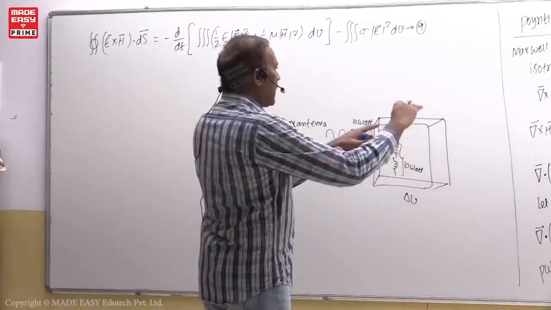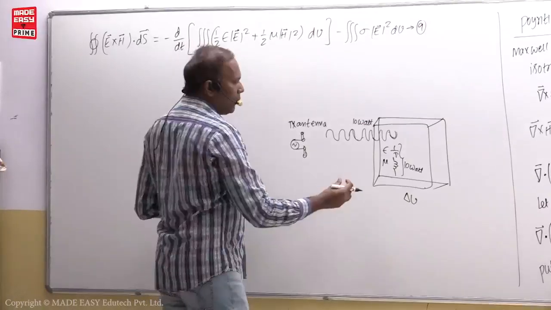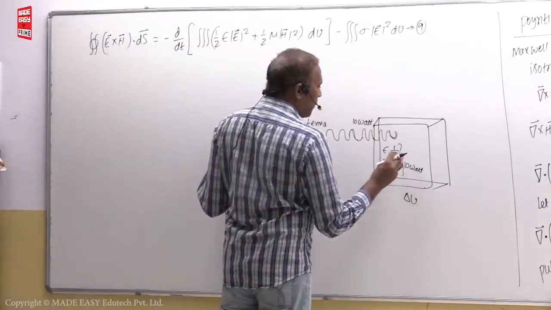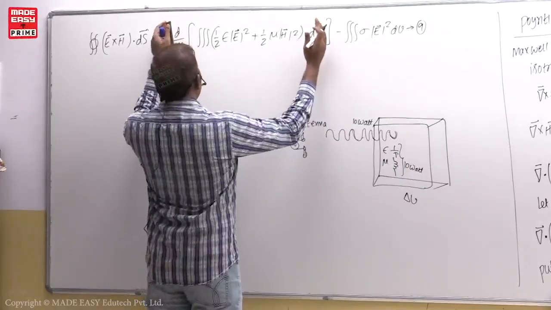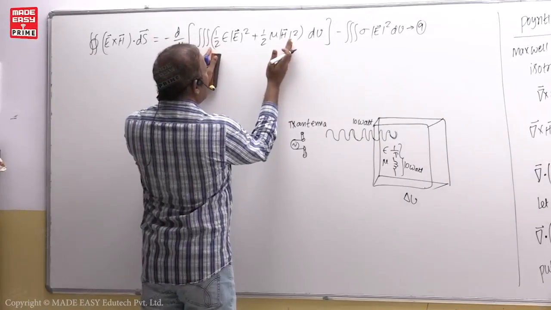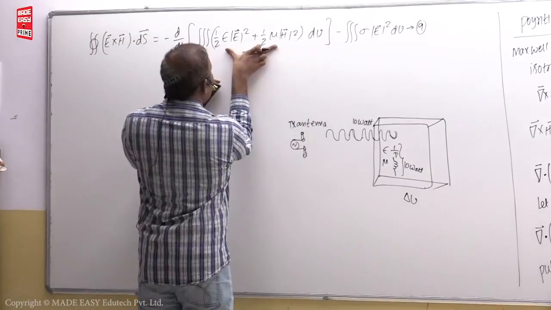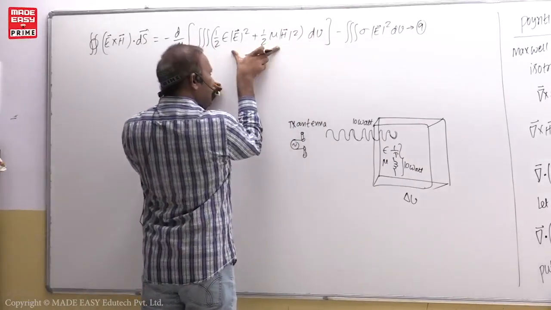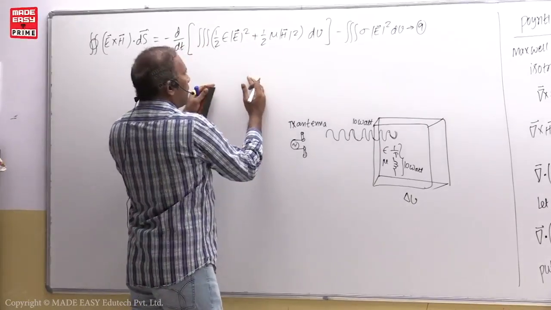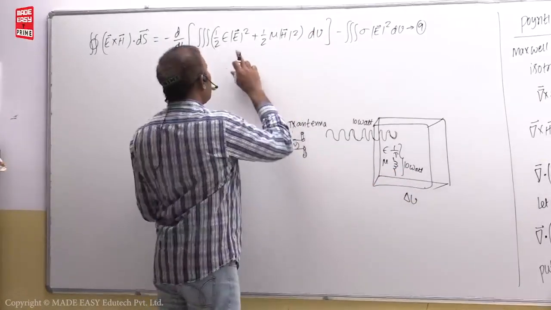Now I am standing here and observing what happens in this volume. Then in that volume epsilon and mu store that power, 10 watts. Then the stored power is this one. This is energy density, and energy density multiplied with volume gives energy. d by dt of energy is power. That much power, 10 watts, is there in epsilon and mu.